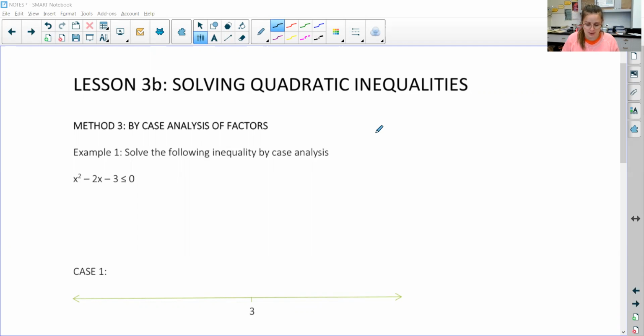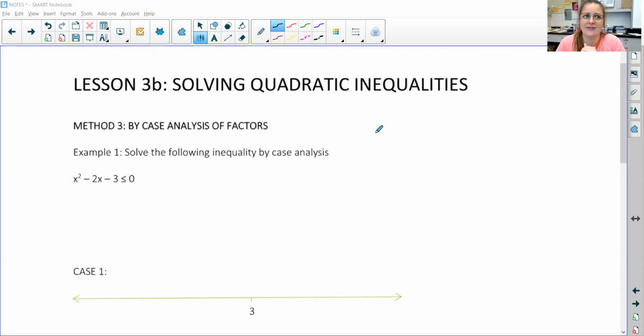I'll be honest, for the most part in my life, I use the roots and test points method to solve quadratics. However, there are two other methods that we're going to go over. One is case analysis and the other is sign analysis. And you would use these methods if, first of all, they just work better for you. If it makes more sense for you and your brain, then you use the method that works the best for you. The other reason that you would use case analysis or sign analysis is if you have a whole lot of different factors.